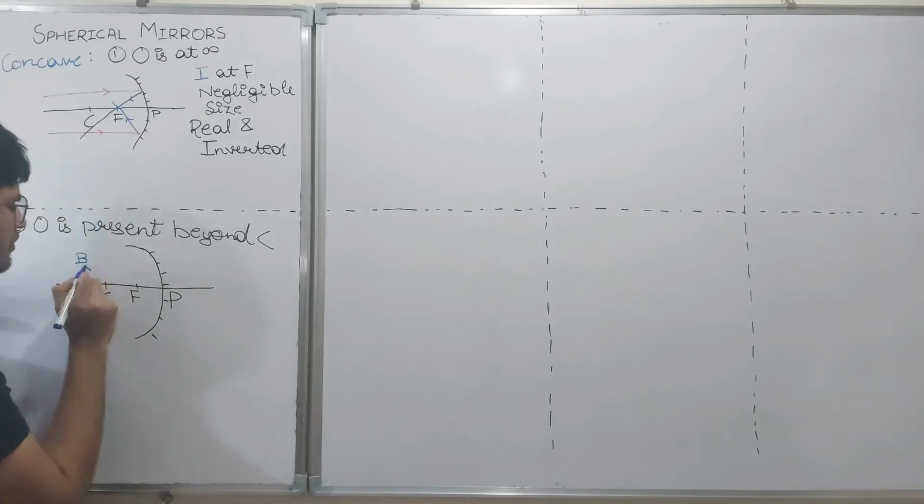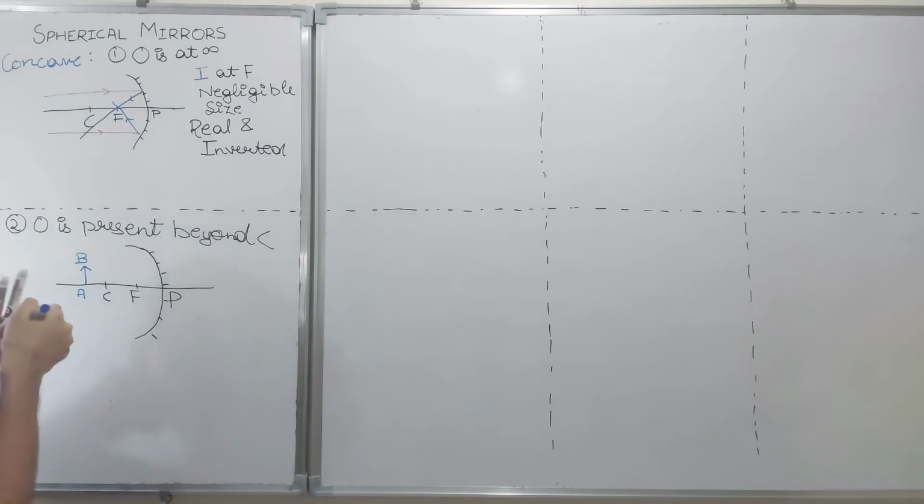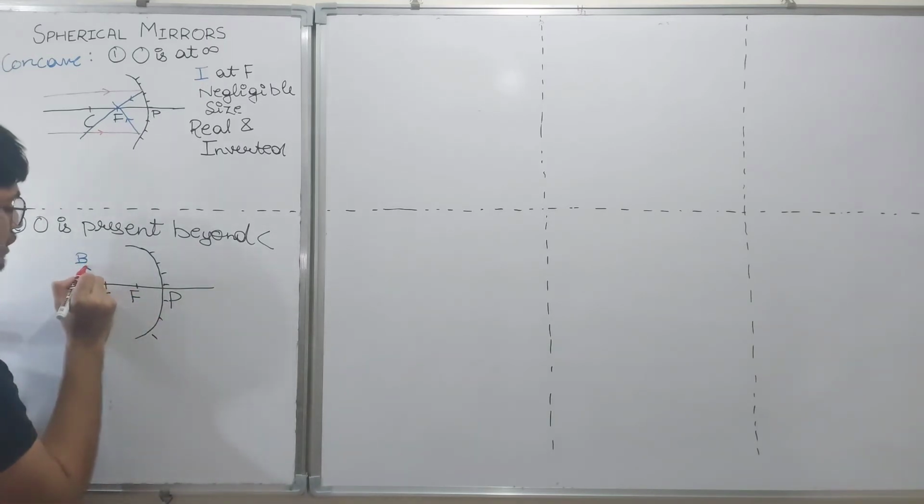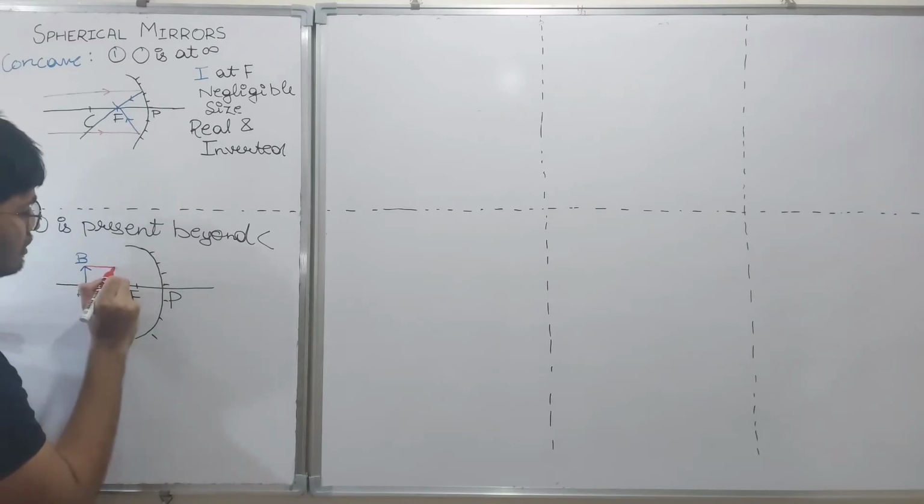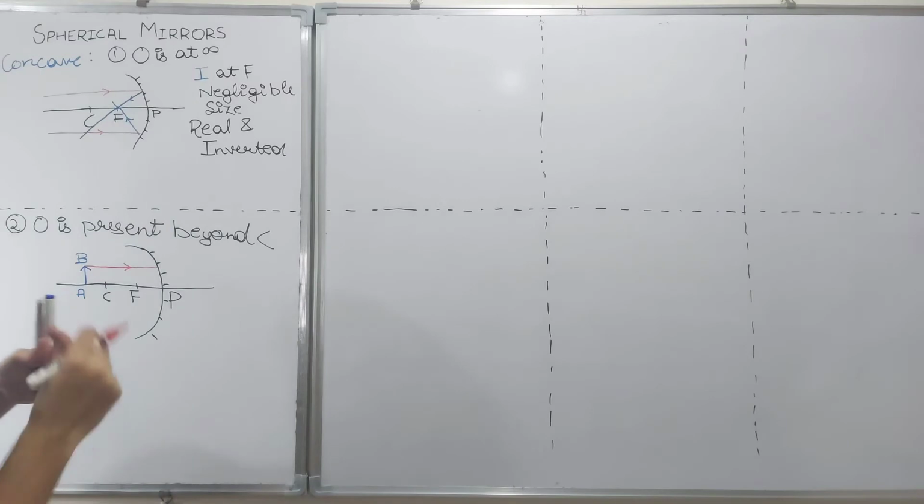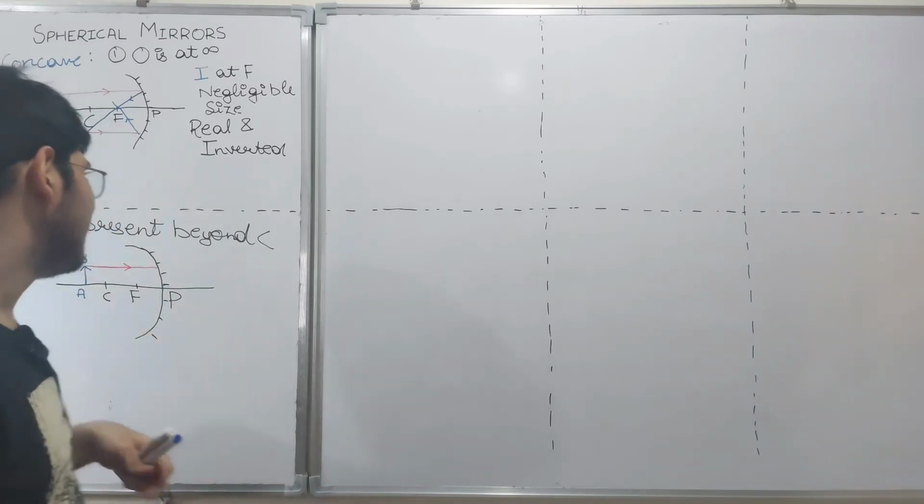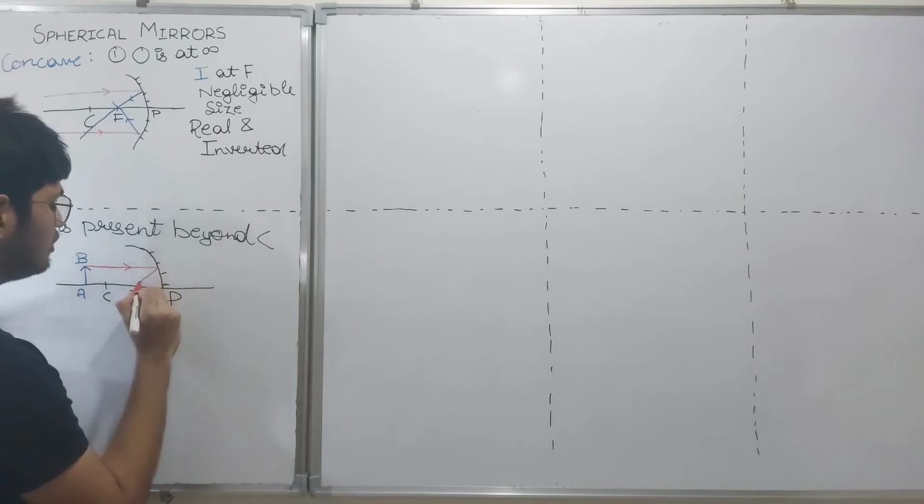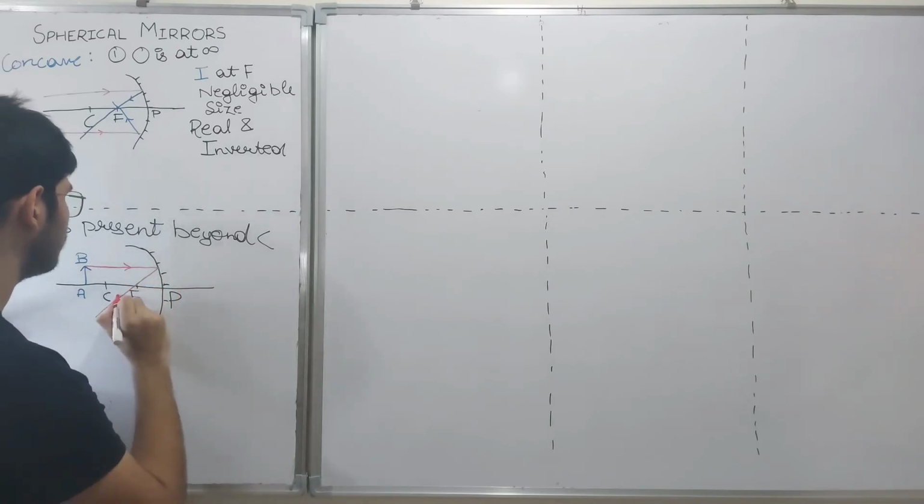Now what will happen? Let me mark the ray of light with a red pen. The ray of light will pass parallel to the principal axis, and after passing parallel to the principal axis, it will always pass through the focus. So this ray of light is passing through the focus also.